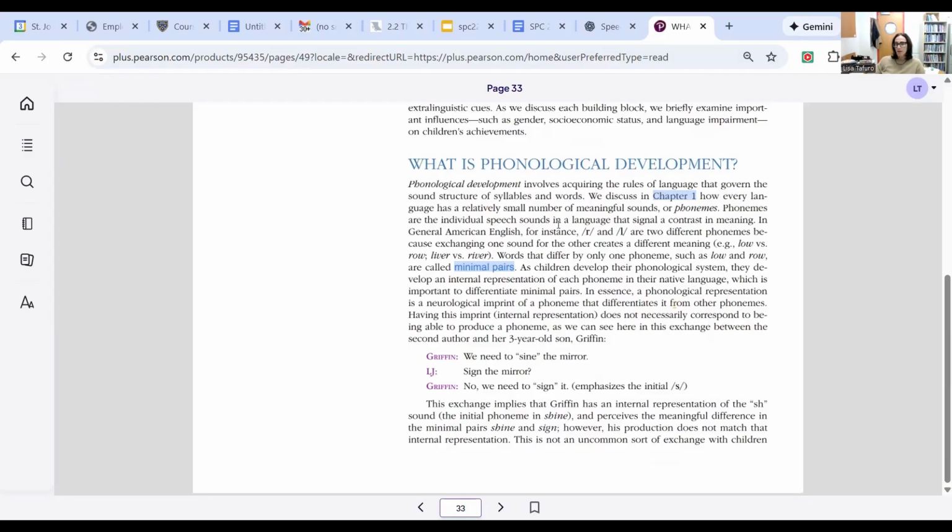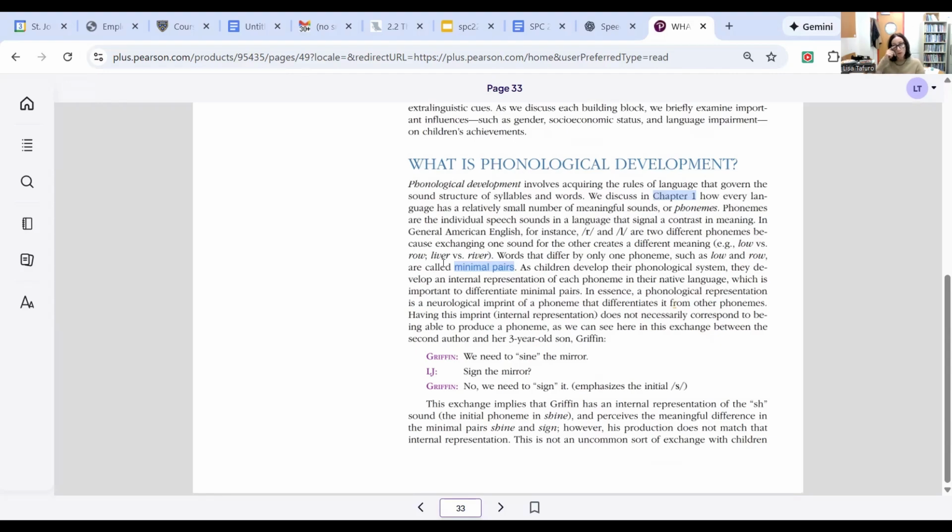These individual sounds are really defined as speech sounds or elements that signal a contrast in meaning. So what we mean by that is, for example, we might have the word low and we have the word row. So just changing from the L sound to the R sound, we're now signaling a change in meaning.